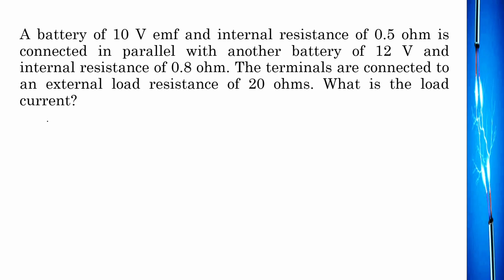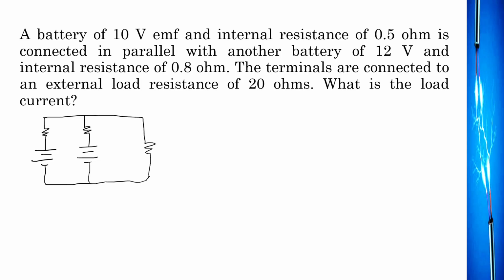So what if I make this representation? Let's say, this is the first, 10 volts, then internal 0.5 ohms. Then here, 12 volts, then 0.8 ohm. Then this is the 20 ohms. Now, if you consider the orientation of the currents, the 10 volts enters this node, and this one also enters, but this one is outgoing.